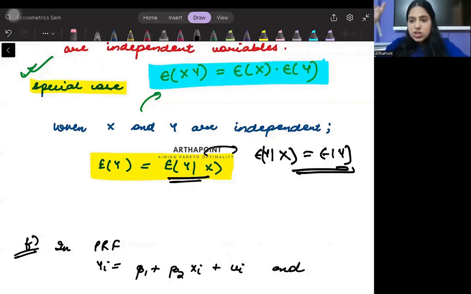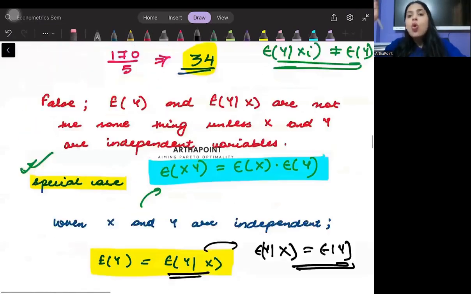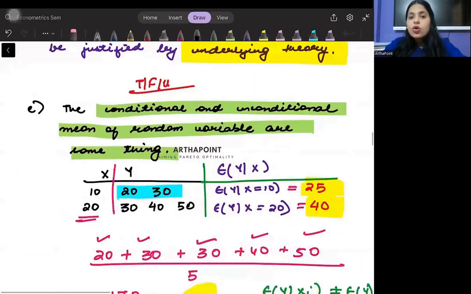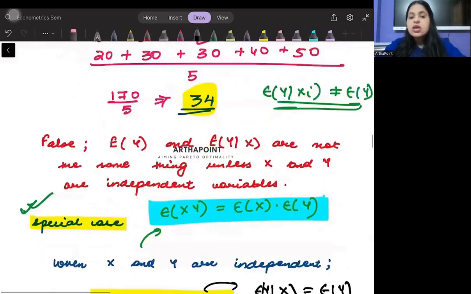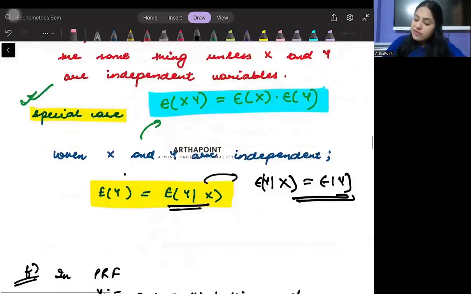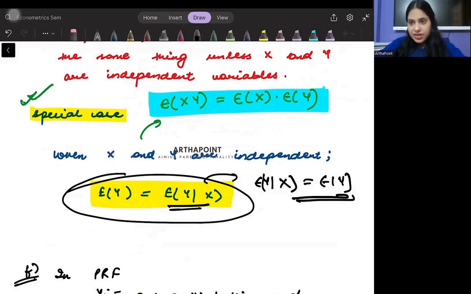Right? So this is a special case. If someone asks you, under which scenario will the conditional and unconditional mean be equal? They will be equal only when y is independent of x, and E of y will then be equal to E of y given x, right? Okay, beta.